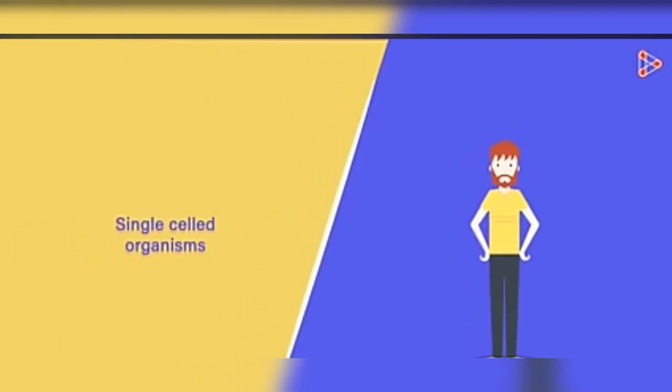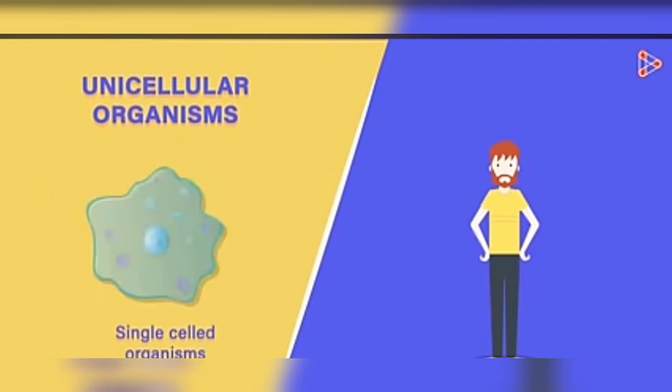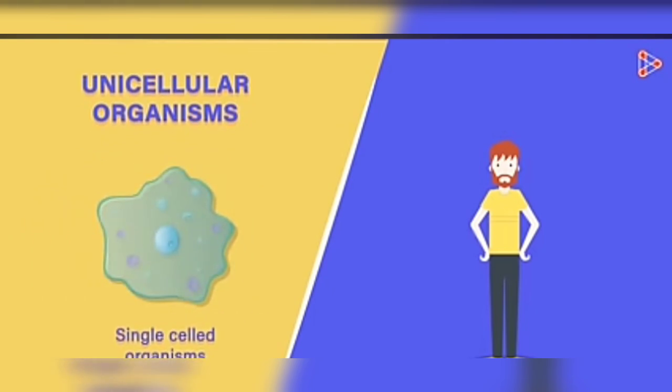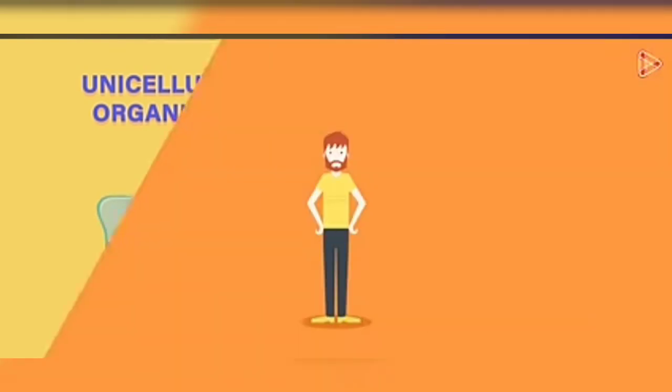This is explained by, see, there are two types of organisms. Unicellular organisms are made up of a single cell. An example is bacteria. And the next category is the multicellular organism, which is made up of millions and trillions of cells. That is the example of human beings.